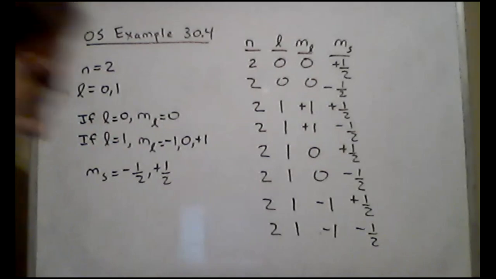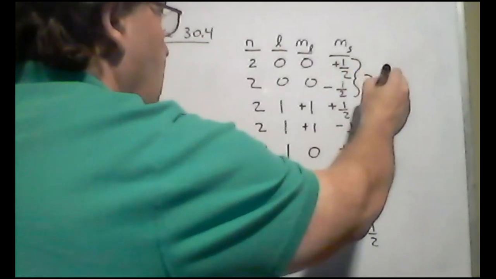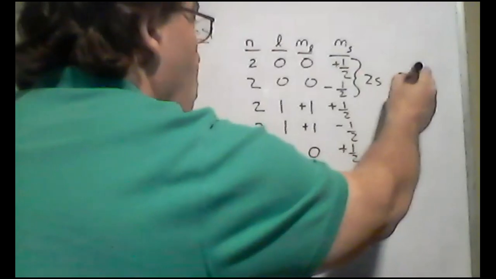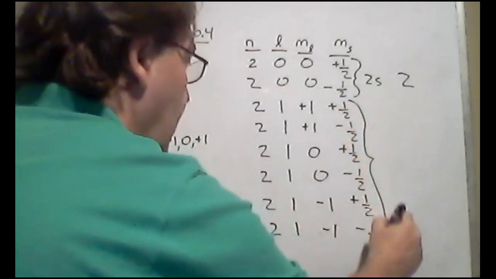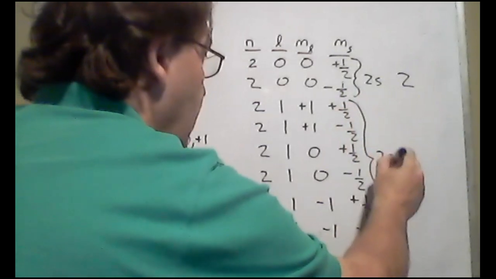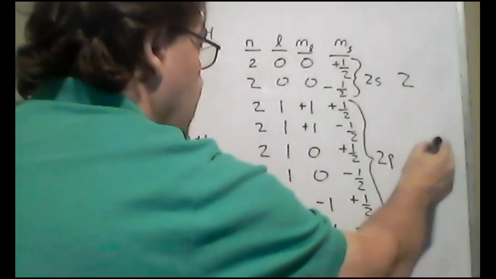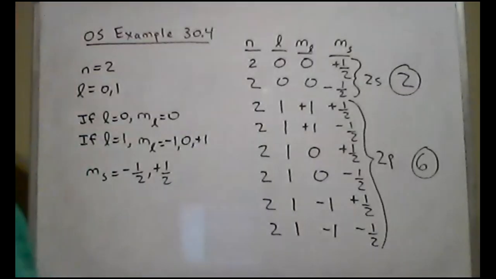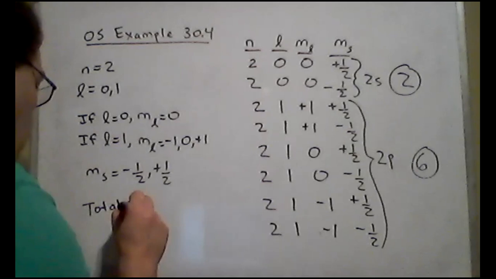These are the 2s electrons, because N equals 2 and L equals 0. I have a total of 2, as you can see. And these are the 2p electrons, where N equals 2 and L equals 1. I have 1, 2, 3, 4, 5, 6, so I have 6 of these. I have two electrons that can fit in the 2s subshell, and 6 electrons that can fit into the 2p subshell. That tells me that I have a total of 8 electrons in an N equals 2 shell.